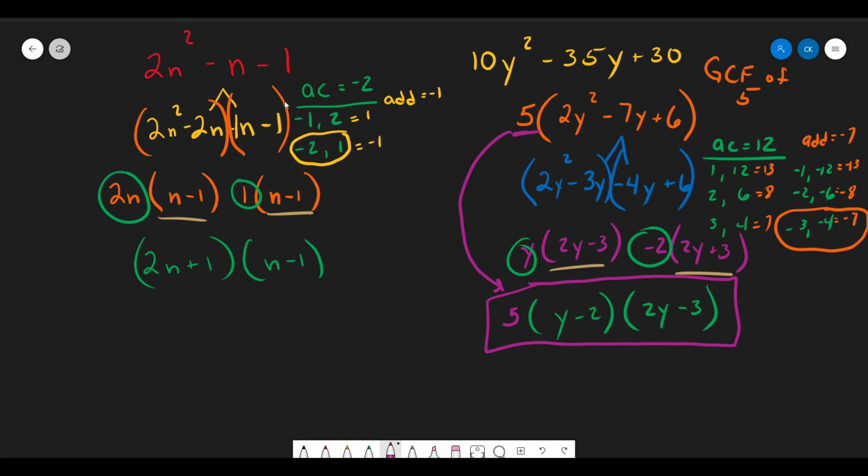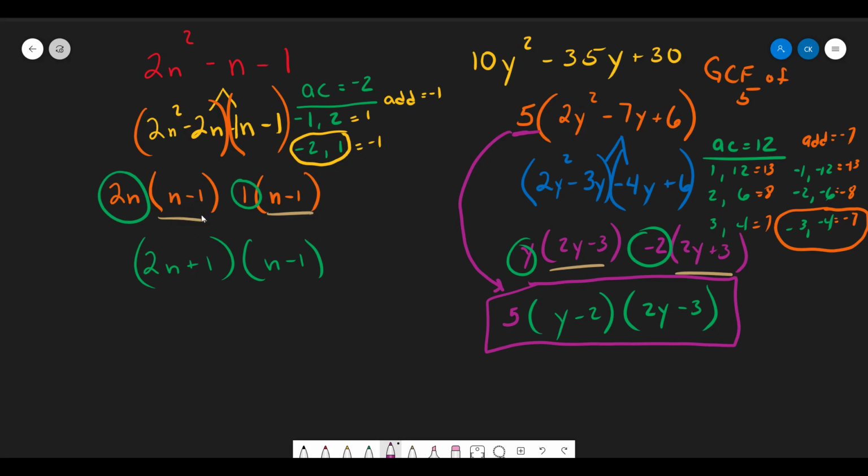Here, I don't really have a GCF, so if you see that there's no real GCF, you can always factor out a 1, or at least put a 1 here, just so that you know what's coming out. So when I factor out a 1, obviously nothing will change inside. I'll still have that 1n minus 1, or just n minus 1. So I have the 2n and the 1 as my GCFs.